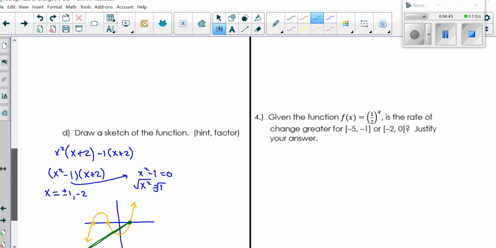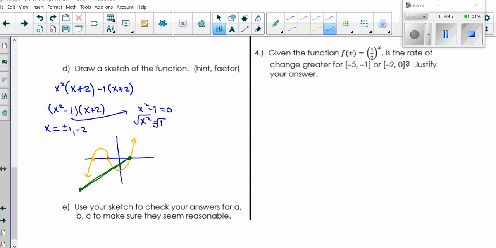B is from negative 1 to 0. So let's see. Negative 1 to 0 would be right here. I can actually see that it's a slope of, well, actually, I don't know what that is. I know it's negative. I don't know what this answer is right here. That's just an estimate. So that should be a negative answer.